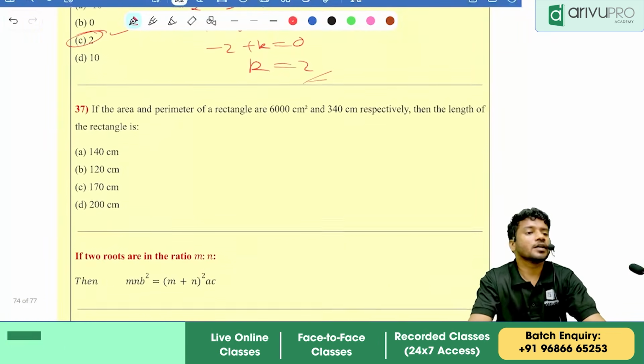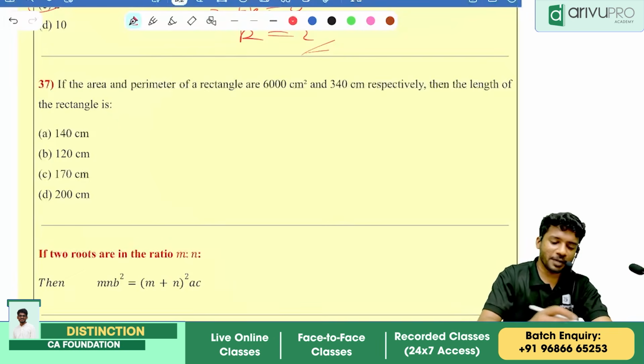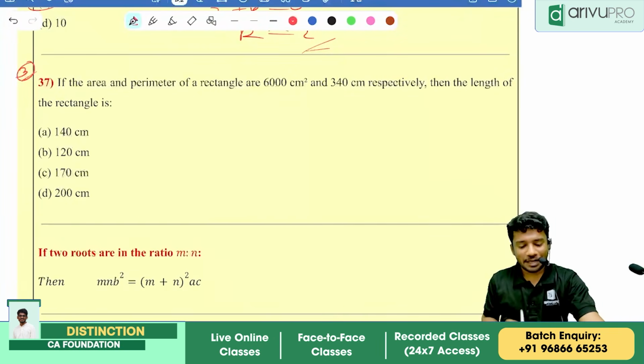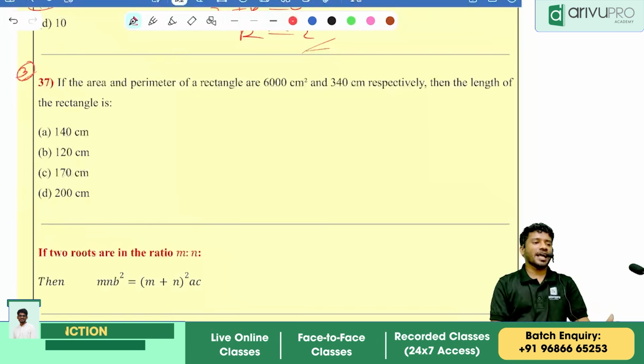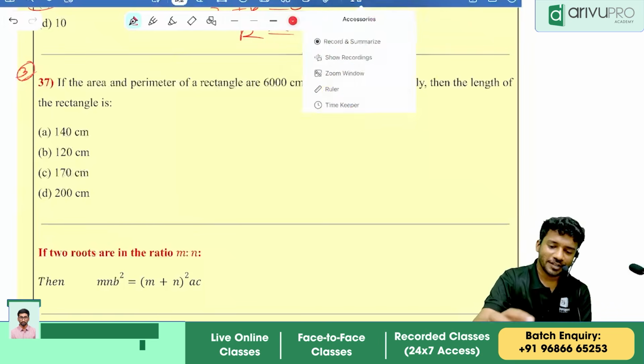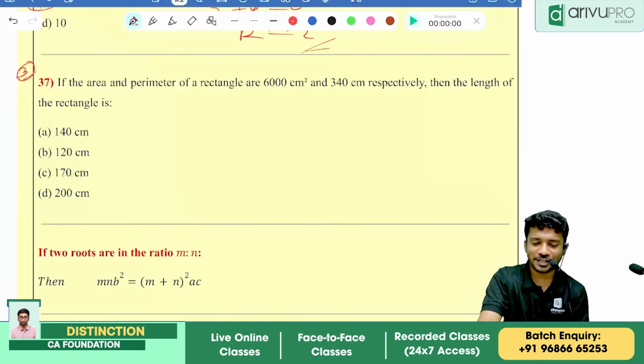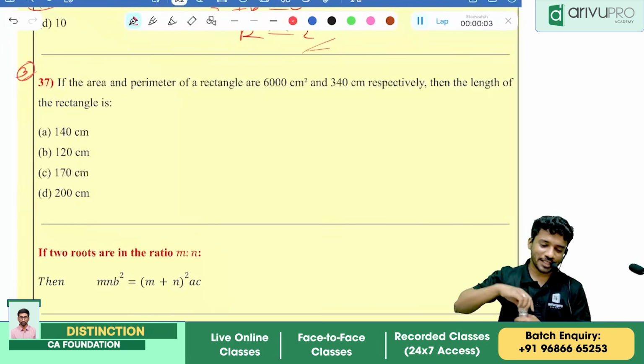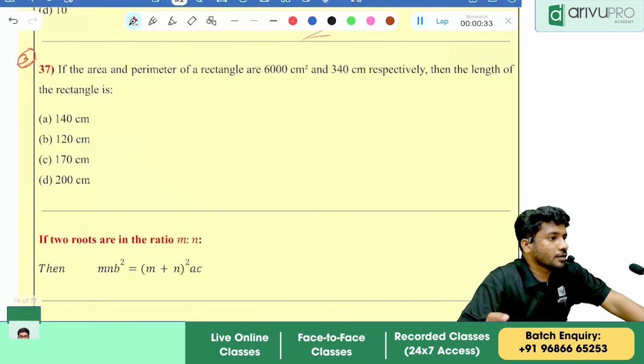Understood, people? Got it? Now we are going back to our third standard. Area and perimeter. Have a look at this and try to solve it. Yes, sir, I forgot, sir. It was a long time back. Yes. Try to solve this. Try.